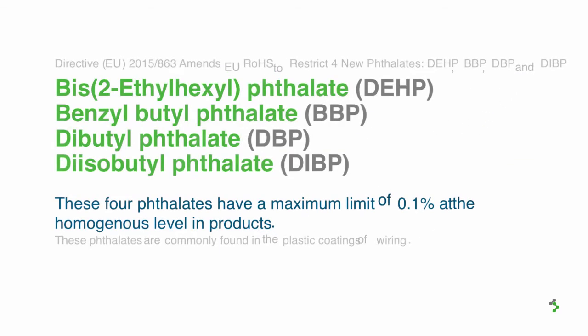A recent directive amends EU RoHS2 to restrict 4 additional substances. The 4 new substances are all phthalates: bis-2-ethylhexyl phthalate, benzyl butyl phthalate, dibutyl phthalate, and diisobutyl phthalate. The maximum amount a product may have of each of these phthalates is 0.1% at the homogeneous level. The most common application of these phthalates are as plasticizers in wire coatings.